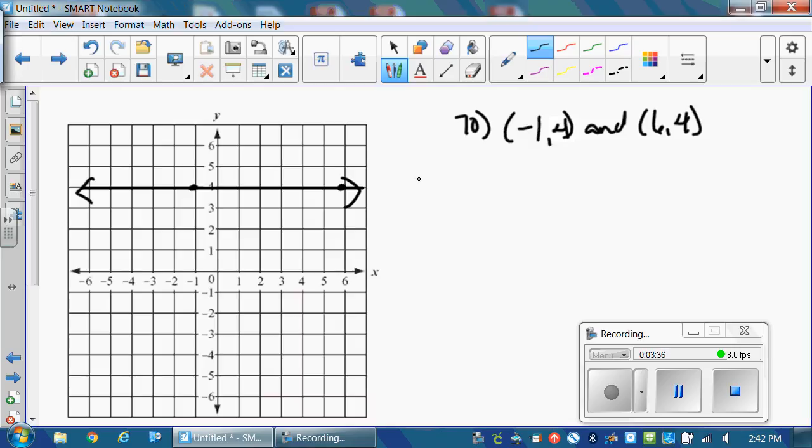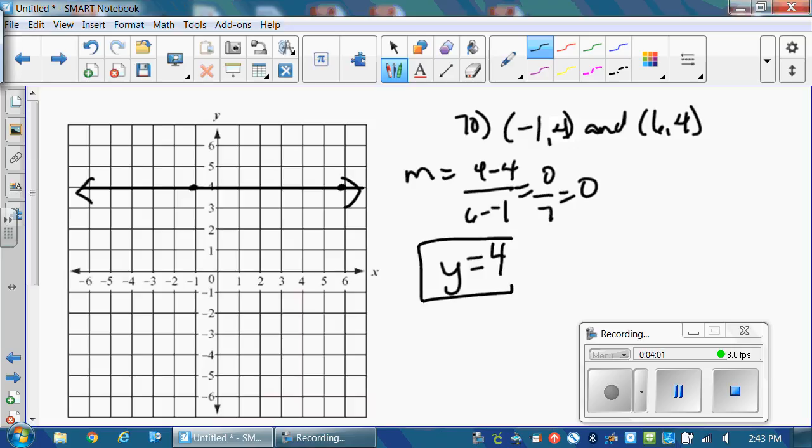They want me to write the slope-intercept form of the equation. So first thing I'm going to do is find the slope. It's 4 minus 4 over 6 minus -1, which is 0 over 7. So the slope of this line is 0, and if you notice, it's a horizontal line. Every horizontal line has a slope of 0, and the equation is just y equals some number, and you look at your points to see what that number is. In this case, it's 4. So this line is y equals 4. If it had been a vertical line, those have the equations x equals some number.